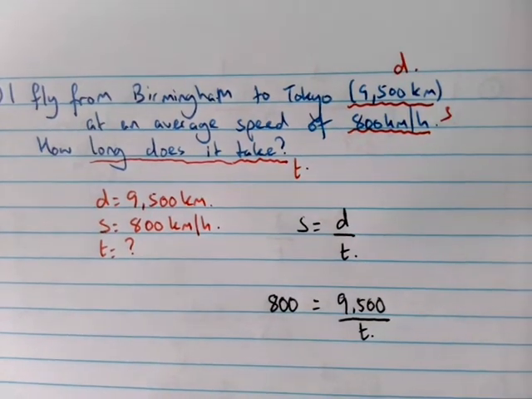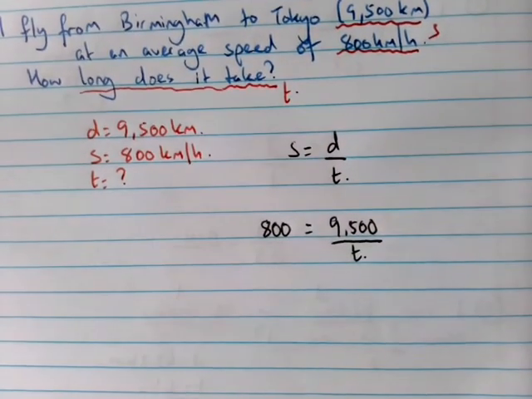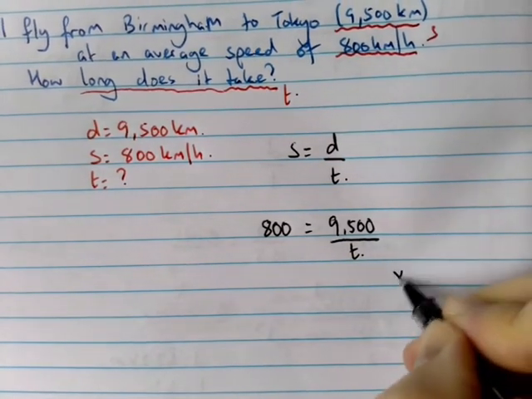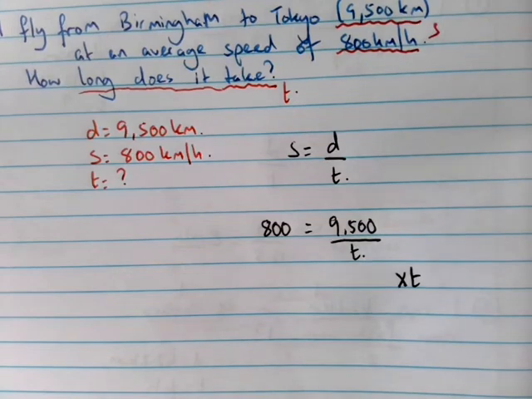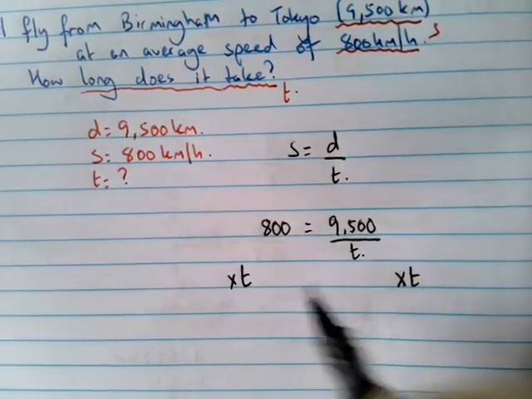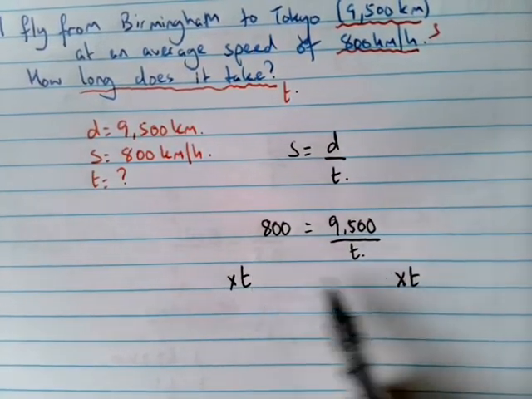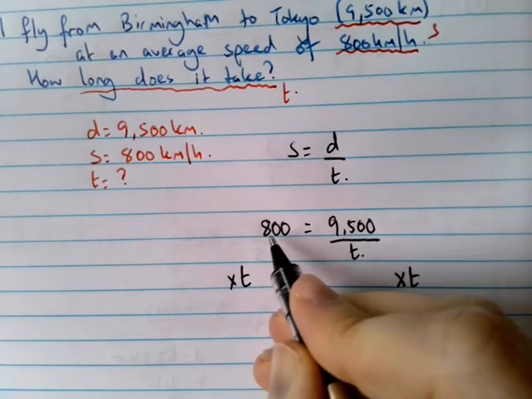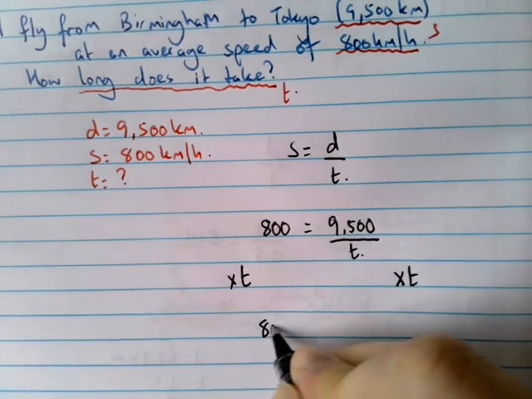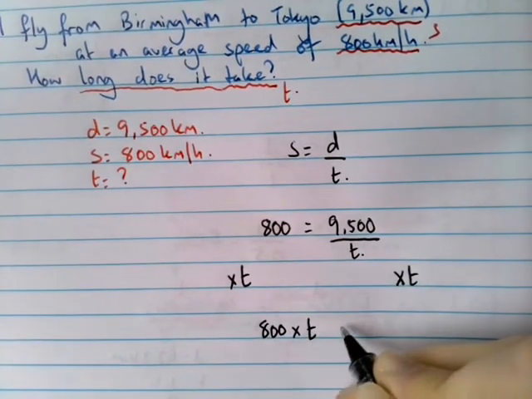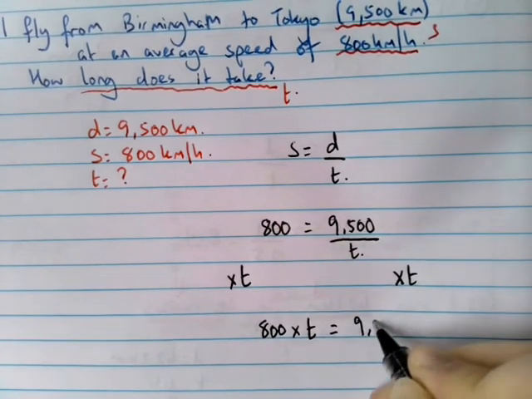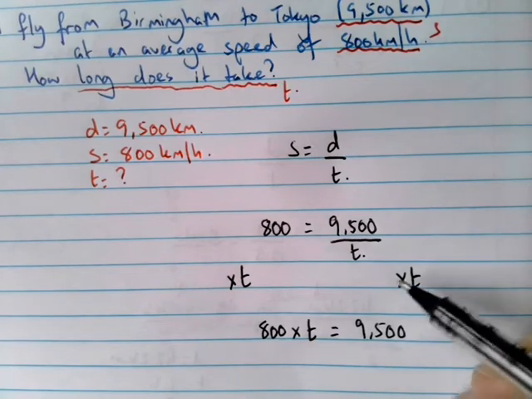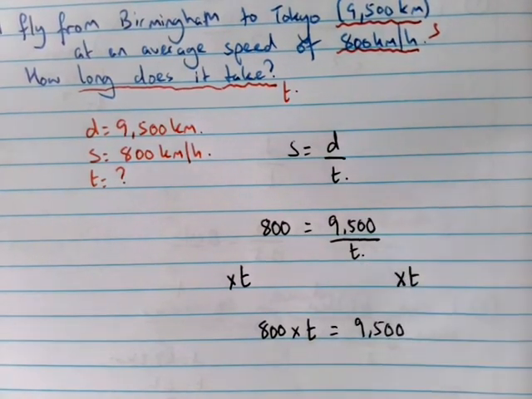Okay, so now I need to rearrange the equation to find time. So I'm going to multiply on this side by time, and I'm going to multiply on this side by time. Remember, you have to do the same to both sides of the equation. So if I do 800 times t equals 9,500. Because if I multiply this by t, the t's will cancel.